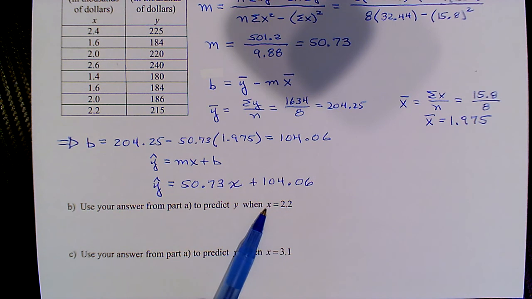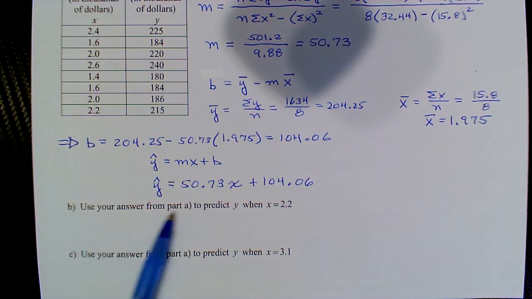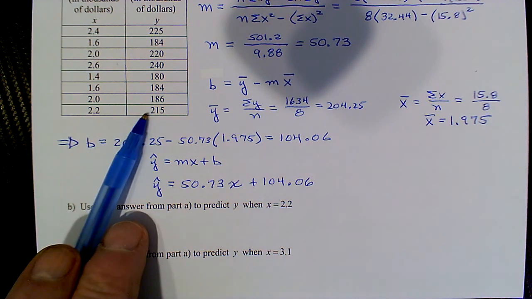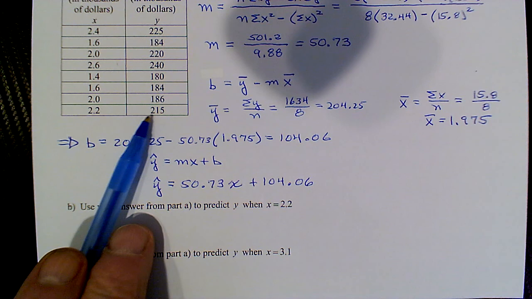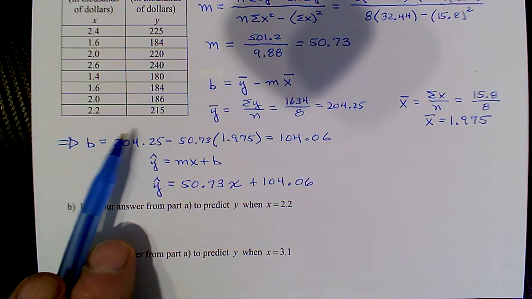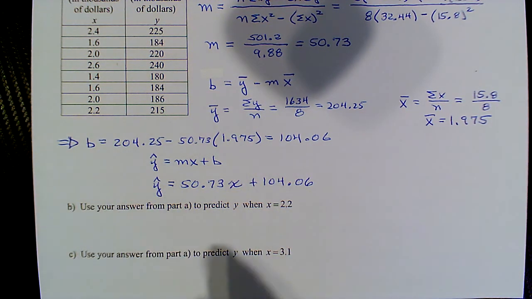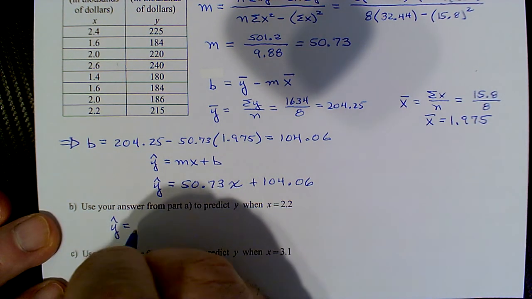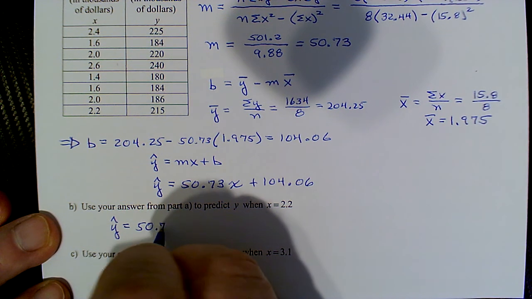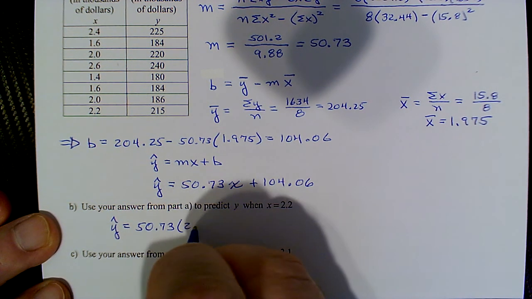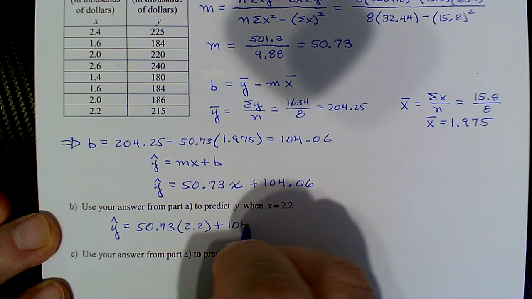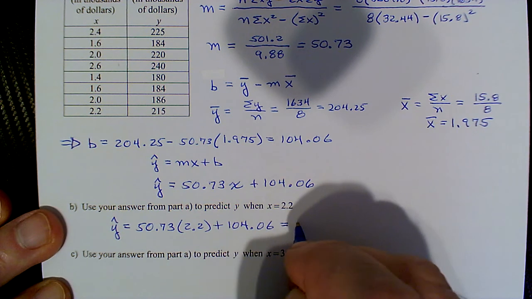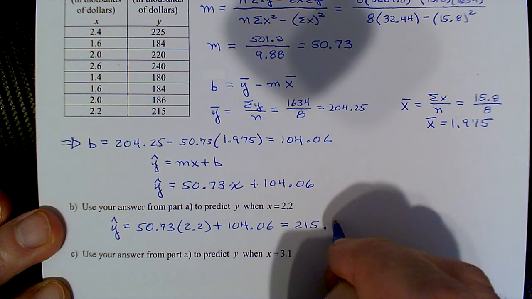So it says use your answer from part B to predict what is y when x equals 2.2. See, this is just the observed value. Remember, when we draw a line, it's not necessarily passing through that point. So all we do is we substitute this value of x into our formula for y. So 50.73 times 2.2, and then plus the 104.06. So that gives 215.666.